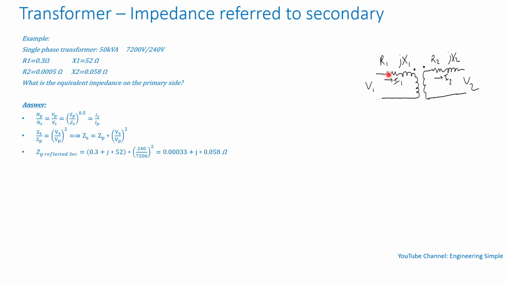So now I will take the primary impedance alone and reflect it to the secondary side. So that's what I'm doing here. Here's the primary impedance times the ratio squared. So I get this number here.